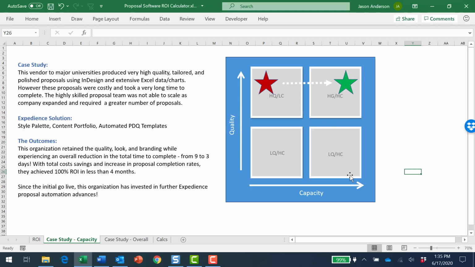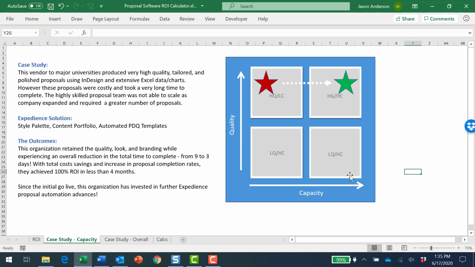They had a real reduction. Their average time to complete their proposals prior to deploying Expedience was about 9 days. They had some that were much longer and some that were shorter, but that was the average time to complete. And with the exact same or very similar proposal, it has been reduced from 9 days to 3 days. So clearly, there's a huge impact from just dollars and cents savings, back to that bar chart and the bracket talking about time savings.